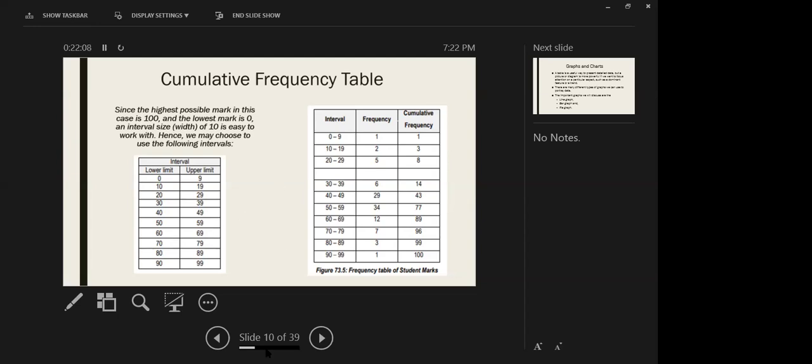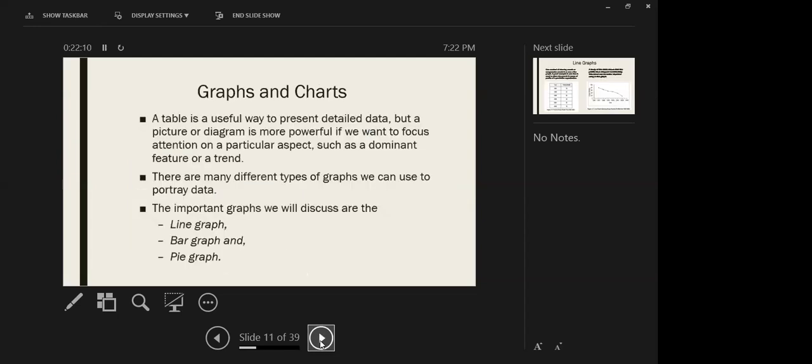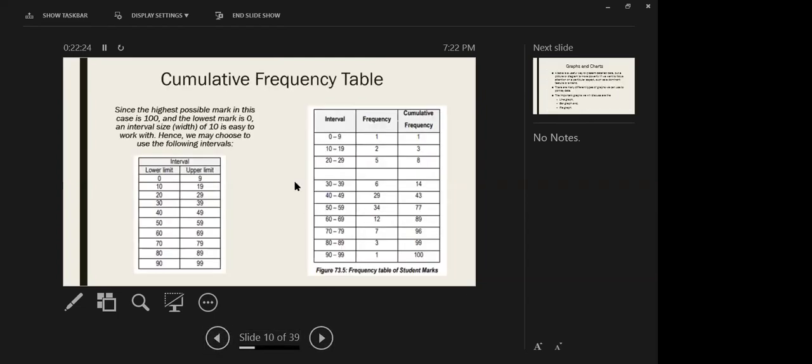So if maybe there's someone who didn't understand what I was trying to say, just feel free to highlight that you didn't understand, so that I can repeat myself again. All right. So okay. So what happens now after we have calculated the class width, right?